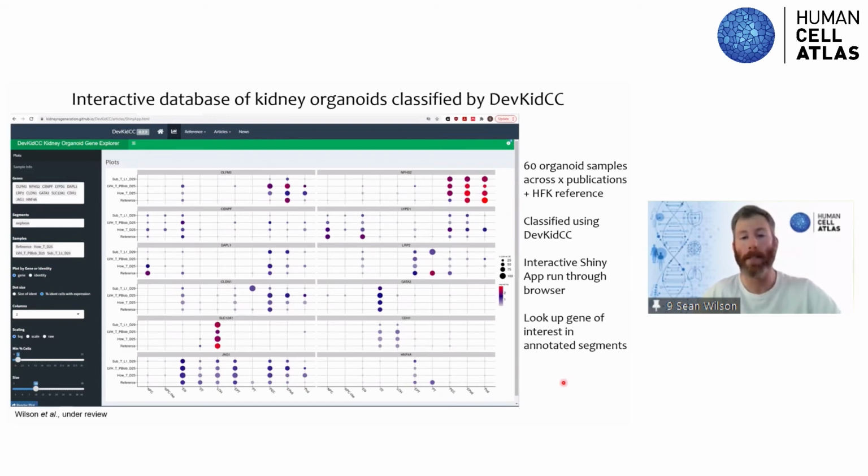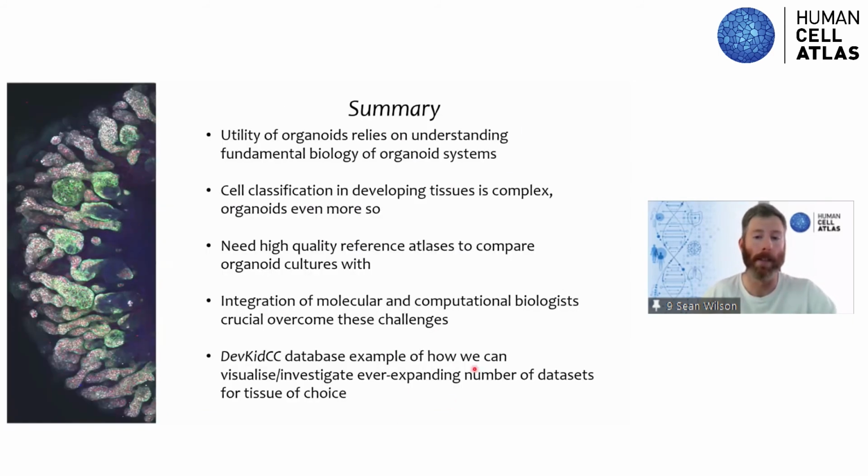Because we have this way of classifying organoid data sets in a directly comparable way, we also pulled this data into an interactive database, which is available through our GitHub as a Shiny app you can use in the web browser. And you can now investigate any gene of interest that's expressed in any of these data sets and look to see where it's expressed, in what kidney identity, what population, and this provides a way of comparing these data sets.